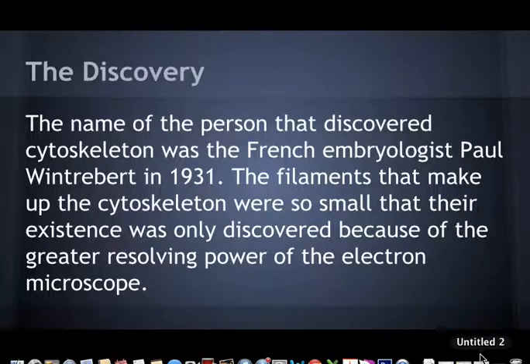The name of the person that discovered cytoskeleton was the French embryologist Paul Winterberg in 1931. The filaments that make up the cytoskeleton were so small that their existence was only discovered because of the greater resolving power of the electron microscope.